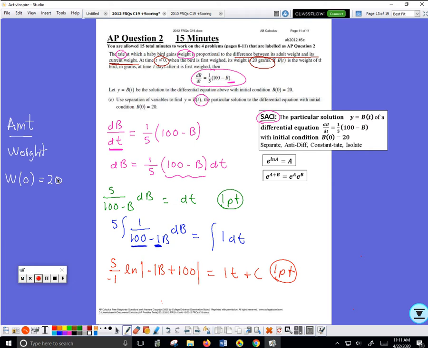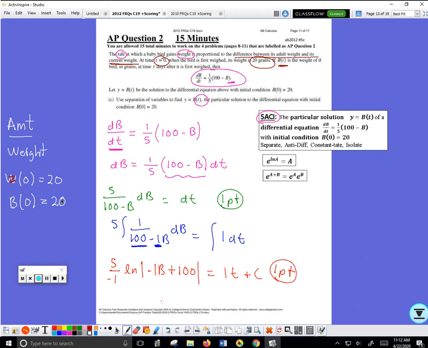I keep reading. Oh, wait a minute, they changed the symbol on me. That's fine. So they said B of T is the weight of the bird. So over here, I just cross out my notes, and that's B of T. So B of 0 is the initial weight of the bird.